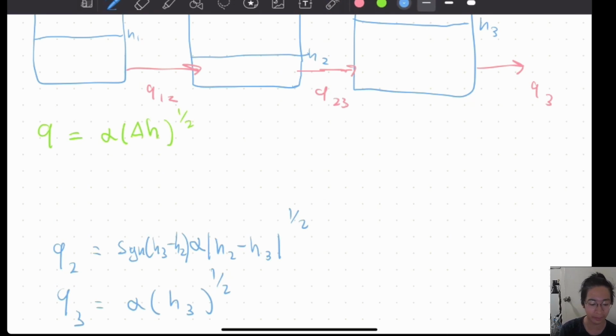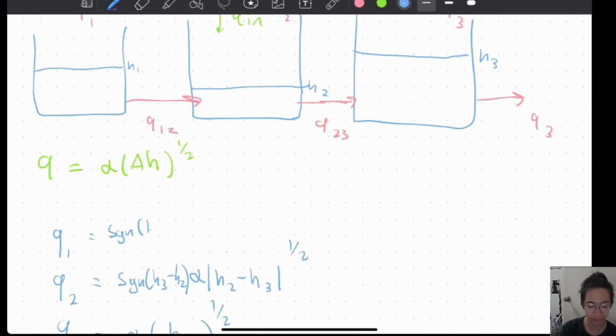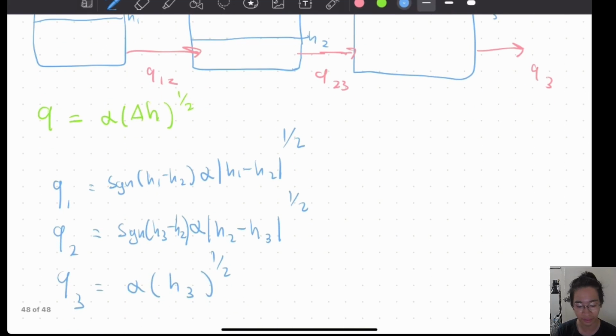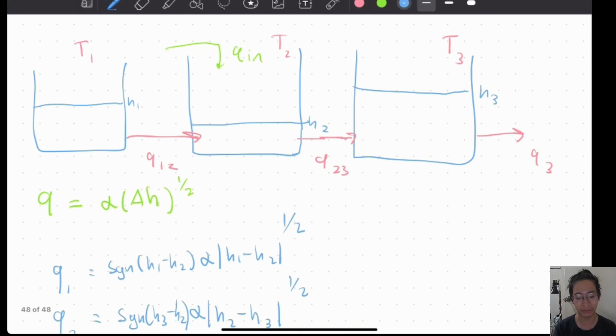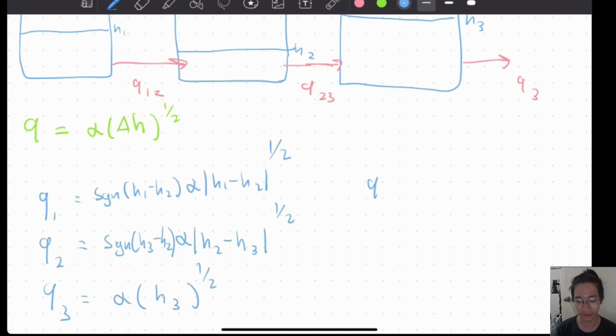Okay, so we'll apply the same principles that we just explained and apply them to Q12. So H1 minus H2, times alpha, H1 minus H2 absolute value raised to the 1/2 power. And then one more special thing: Qn. Remember that Qn is something that we can control, and we can control it using proportional-only control.